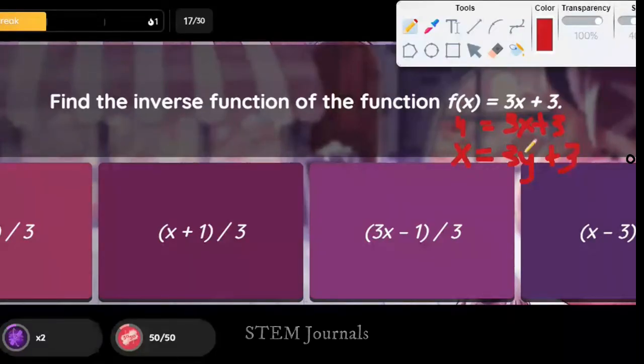Since dapat mag-isa lang sa isang side yung may variable na y, we need to transfer 3 sa kabilang side. Make sure na magpalit siya ng sign. So this will be x, from positive 3 nung nasa right side, lilipat siya magiging negative 3, equals 3y. And then to get the value of y, divide both sides by 3, which is the coefficient of y. So cancel out this one. So our answer here is x minus 3 over 3. SHS ito, last option.